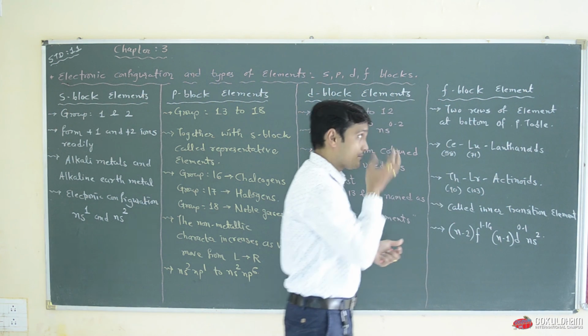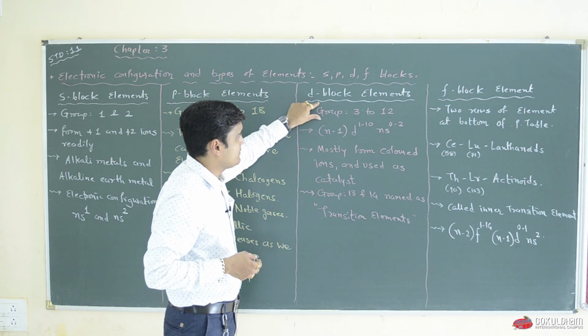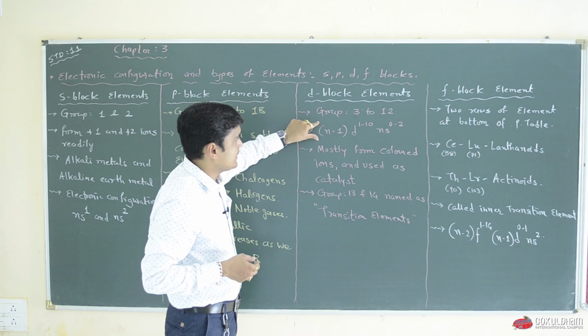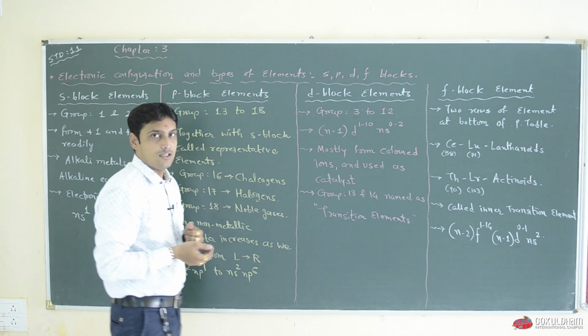You have to remember specifically the group numbers and then the common electronic configuration for your further theories.